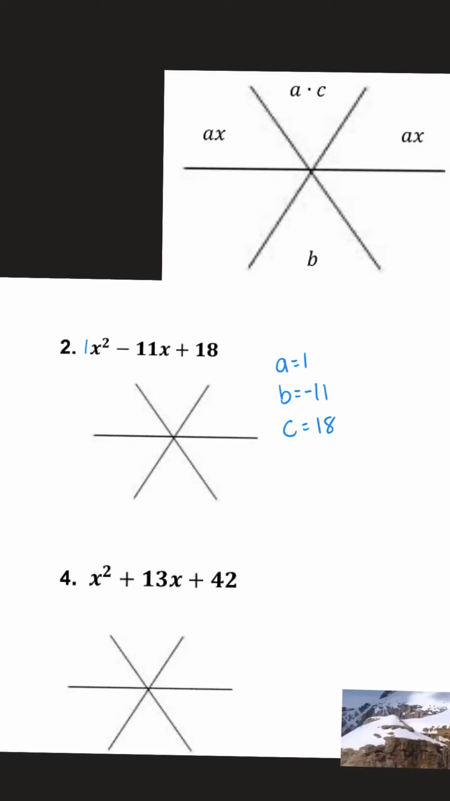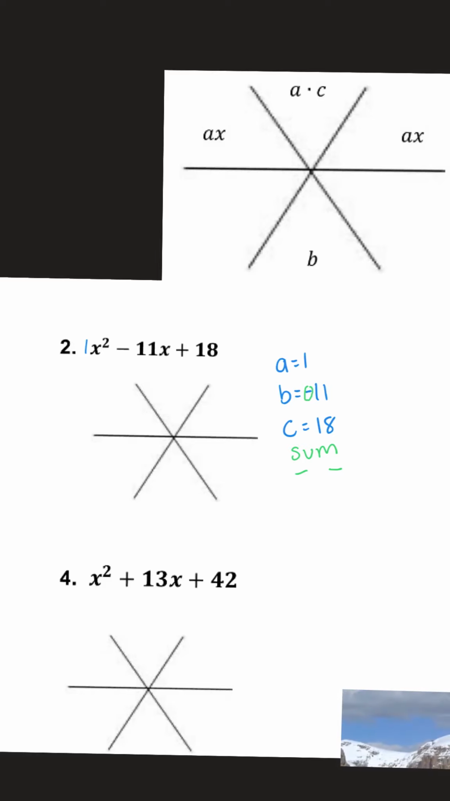Now I see that 18 is positive. Since 18 is positive, we're looking for a sum. And since we are looking for a sum, we're going to have the same sign as our B term. So my B term is negative. So I'm going to have 2 negatives because my B term is negative. And the only way for you to add 2 numbers and get a negative is for you to add 2 negatives.